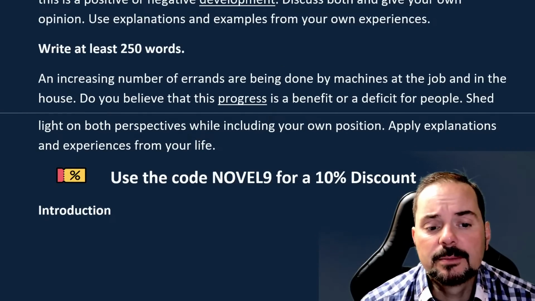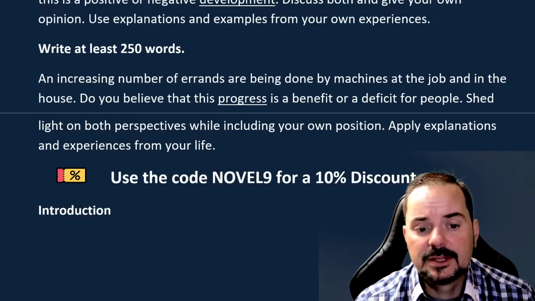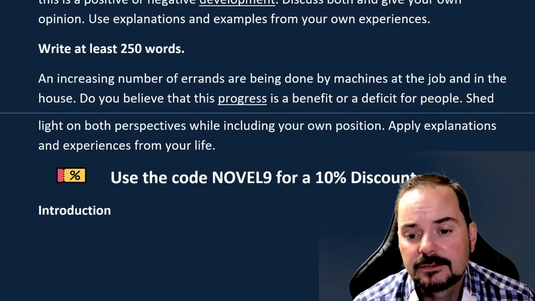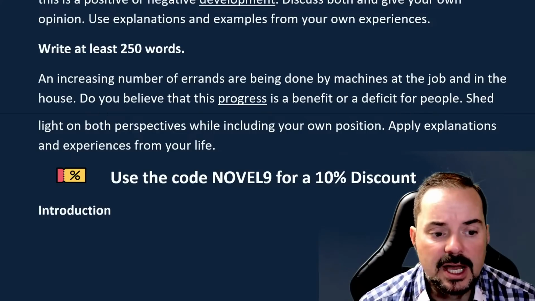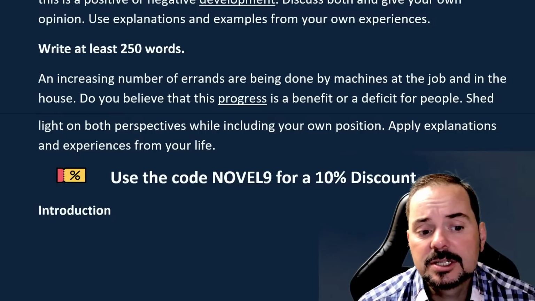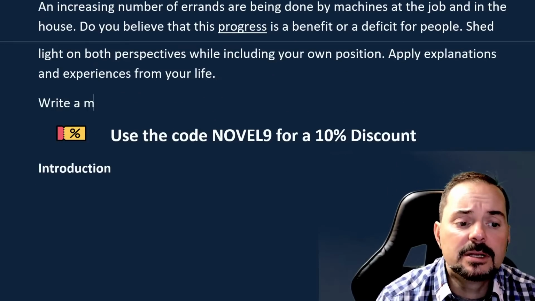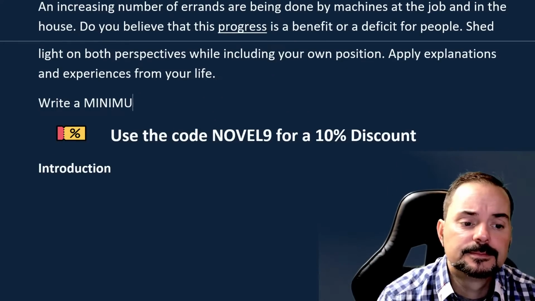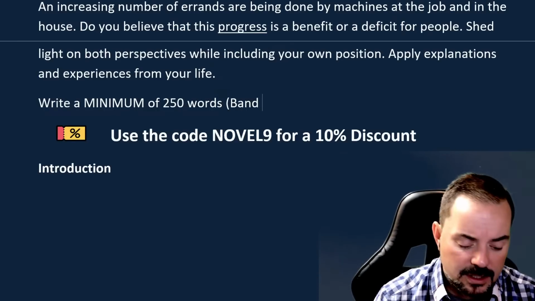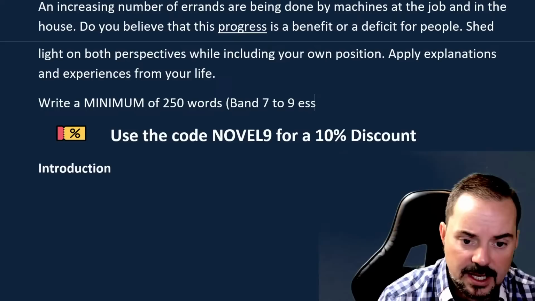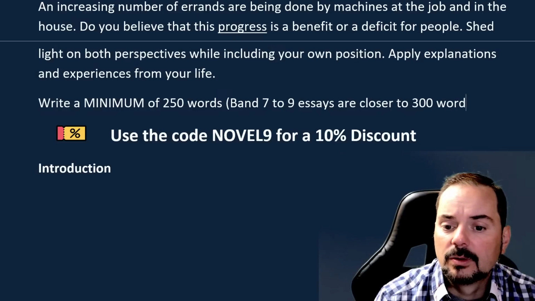Okay, an increasing number of errands are being done by machines at the job and in the house. Do you believe that this progress is a benefit or deficit for people? Shed light on both perspectives while including your own position. Apply explanations and experiences from your life. Write a minimum of 250 words. Okay, keep that in mind. Band 7 to 9 essays are closer to 300 words or even more.